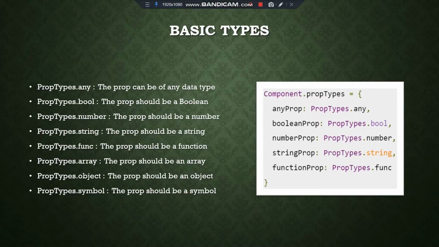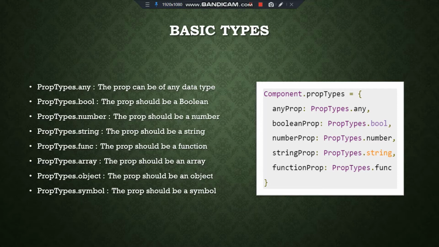Now we can see the basic types. Here we can see PropTypes.any. The prop can be of any data type. For .bool, the prop should be a boolean. For number, the prop should be a number. Similarly, for string, the prop should be a string. For function, the prop passed to the component should be a function. For array, the prop should be an array. Similarly, for objects and symbols.